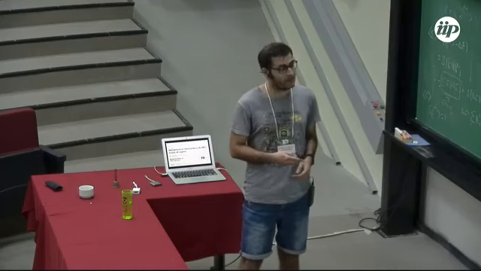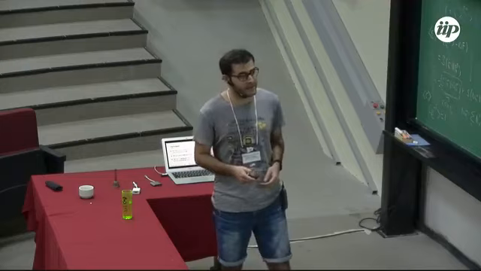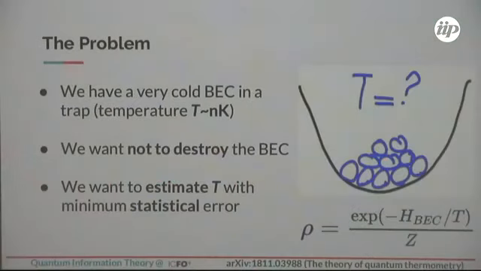Just to give you an idea what we are going to do, we have a BEC. It's very cold. It has temperatures like a few nanokelvin or even below a nanokelvin. And we promise not to destroy this. This is quite precious for us. And we want yet to estimate its temperature with a minimum statistical error.